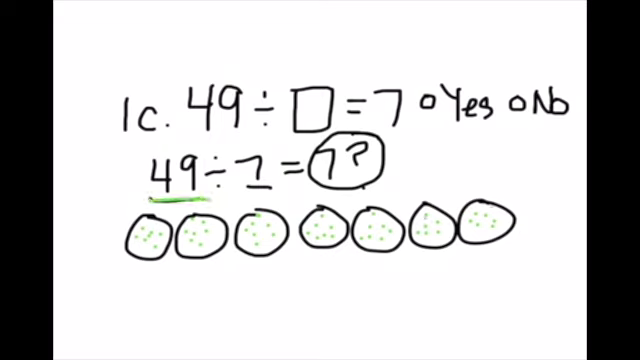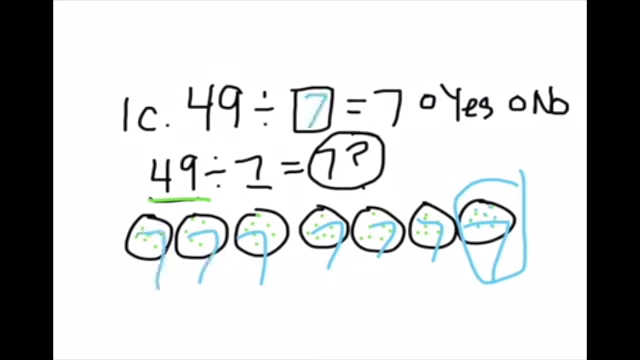That's when I stop. And now I'm going to see how many do I have in each group. If I have 7 in each group, then I'll know that I'm right, that it is 7. So we have 1, 2, 3, 4, 5, 6, 7. There is 7 in each group. Awesome. So 49 divided by 7 is 7. So I finally have a yes.